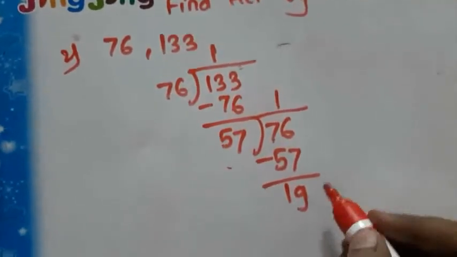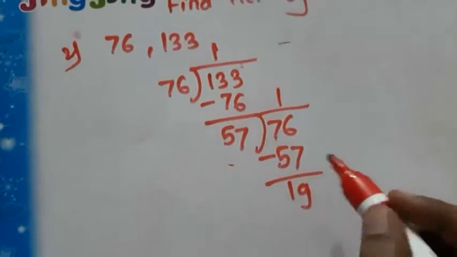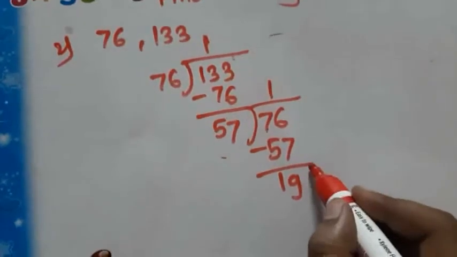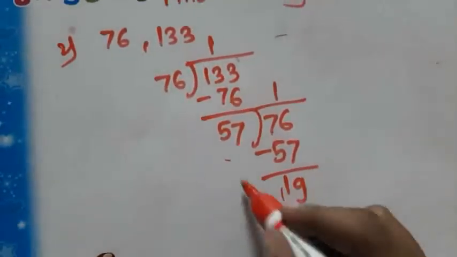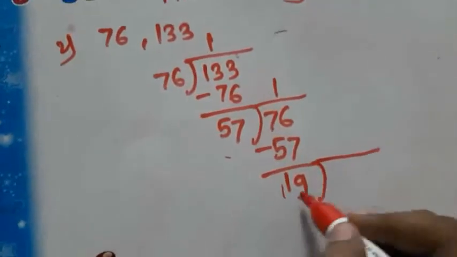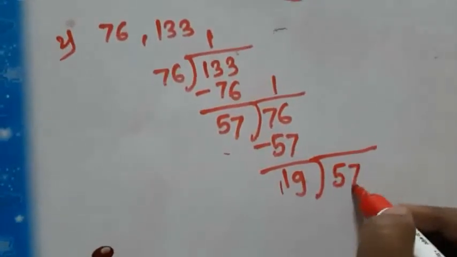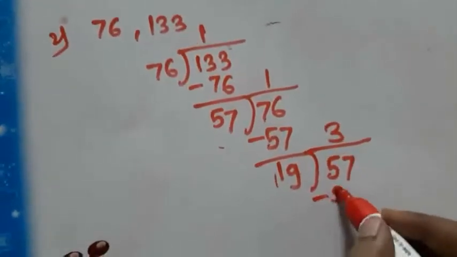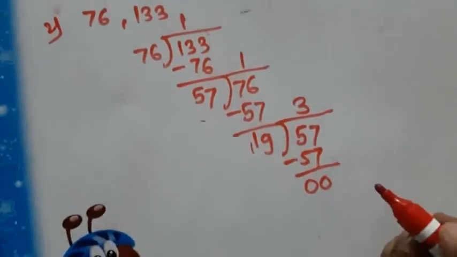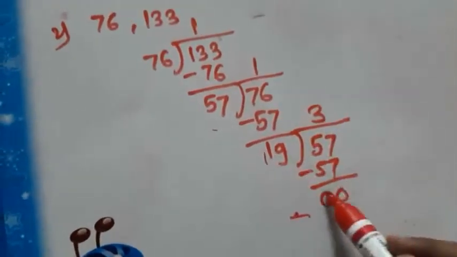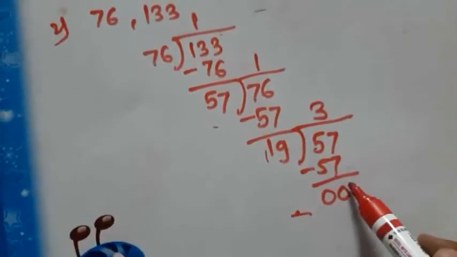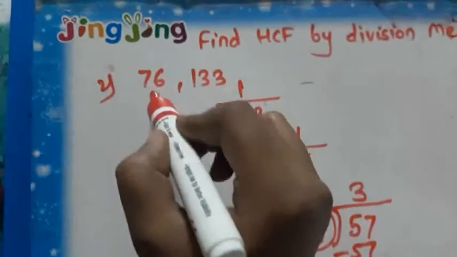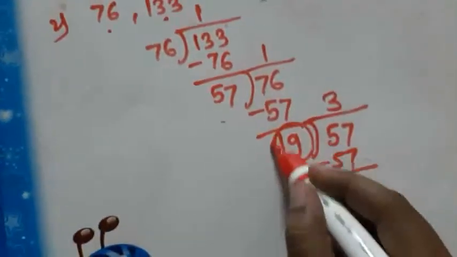19. Now again the remainder is 19 and the divisor is 57. So this remainder is smaller. Again follow the procedure. By the remainder we have to divide the divisor. So 57 divided by 19. We know that 19 threes are 57. So it will be 0. Now for this division we got remainder 0. So this divisor will be the HCF. So the HCF of 76 and 133 is 19.